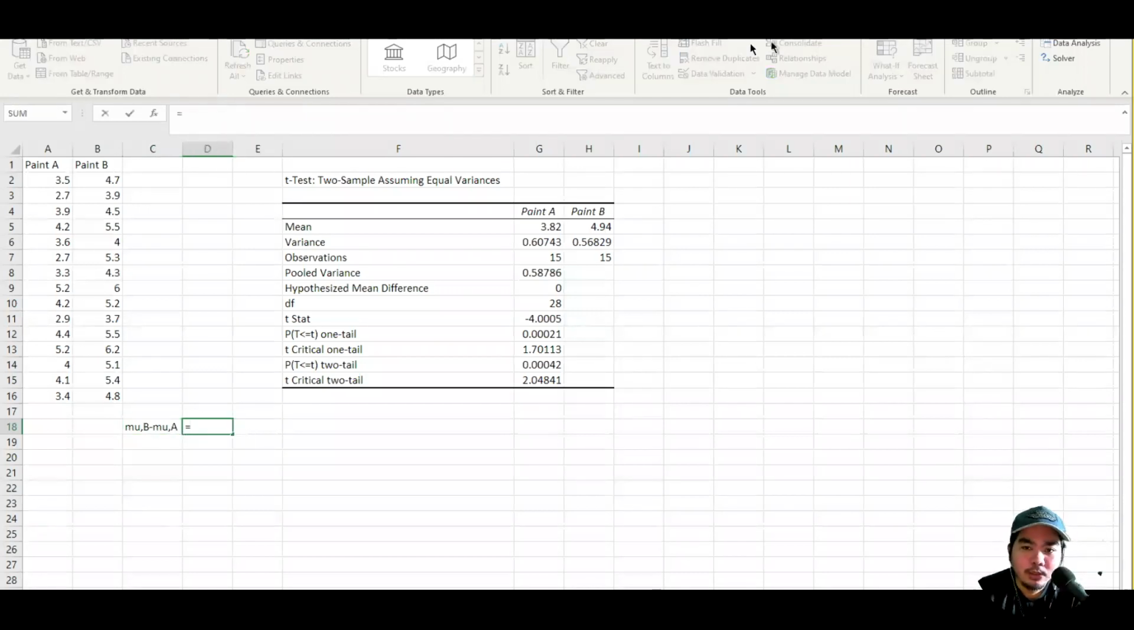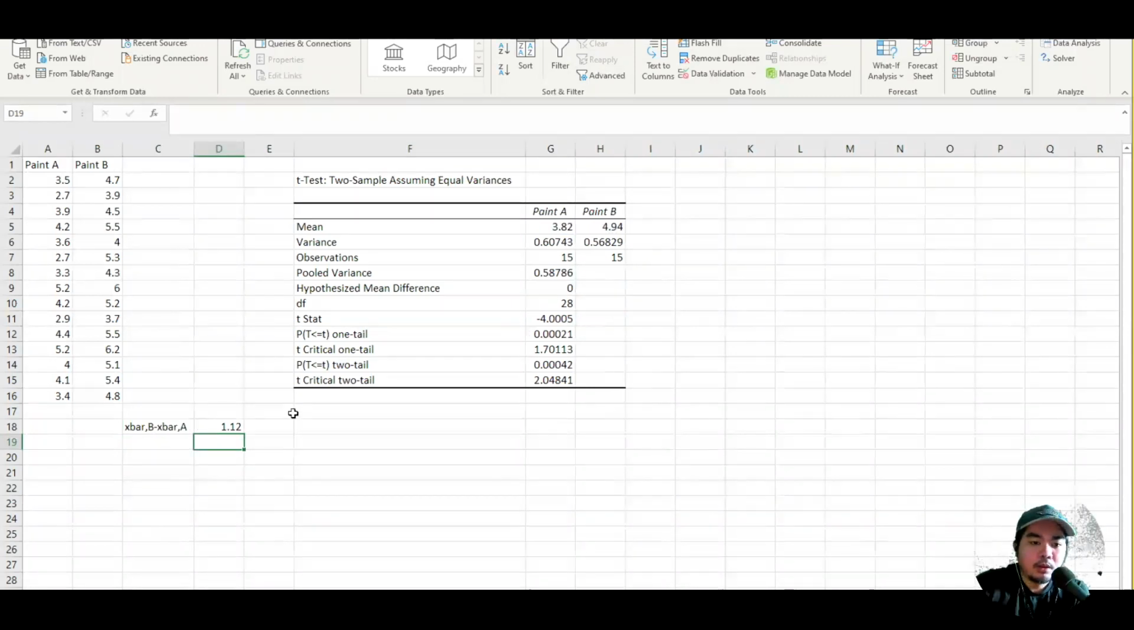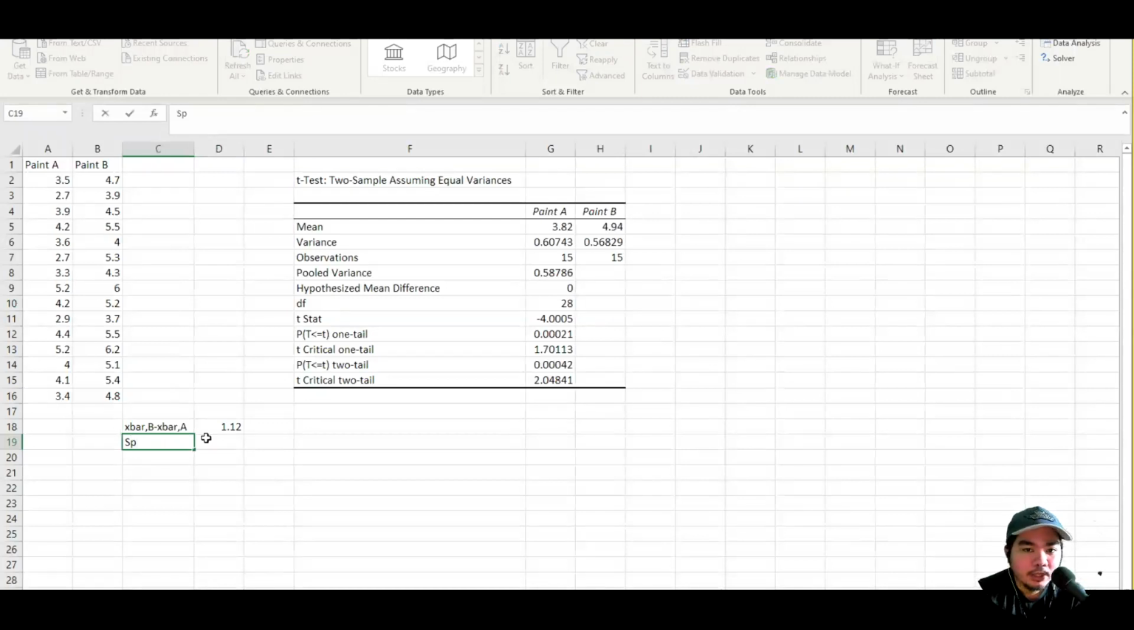So ito is equal to this one minus this one. Mu B. Sorry, baliktad. Ito minus this one. Actually, X bar B na lang para mas madali. X bar B minus X bar A. Para later na tayo confidence interval. Okay, so tapos yung SP natin is equal to, pwedeng i-square root na lang natin, no? Sige, labas natin siya. So this is the pooled variance.